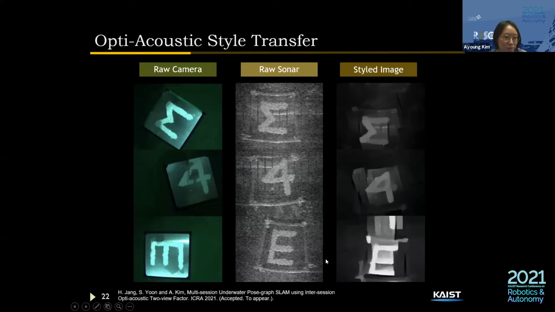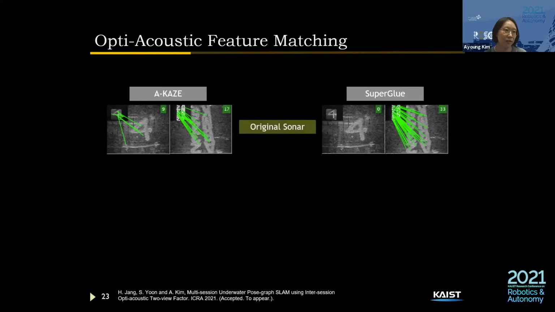And then the next is, once we style transfer one image, now we need to make matches. And here, this is a traditional feature-based extractor. This AKAZE is one of the popular feature descriptors widely used in sonar images. If we apply AKAZE, and right at this left corner shows an optical image, we try to match between optical image and sonar. If we use AKAZE, we could make 9 to 17 matches. If we use SuperGlue, we could make 33, which is nice, but when you try to match directly the raw sonar against your optical image, it wasn't that successful.